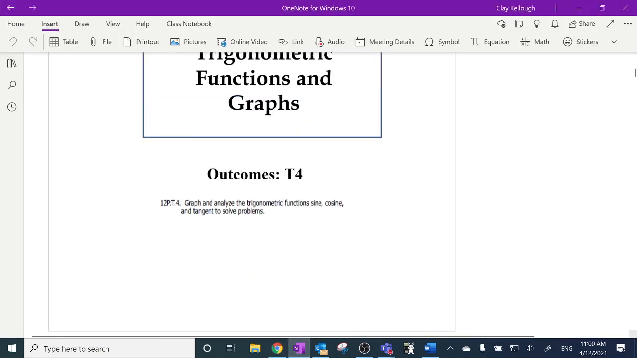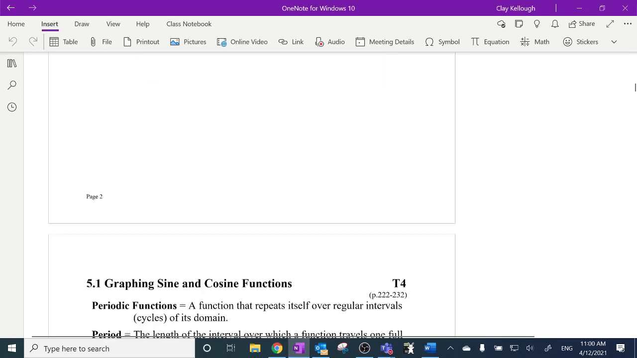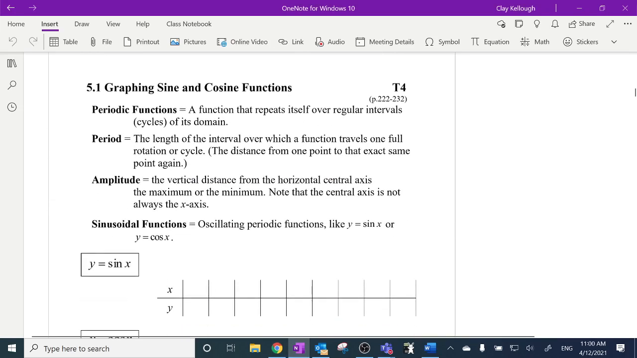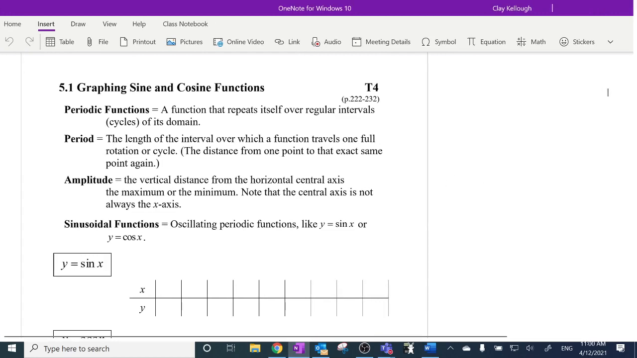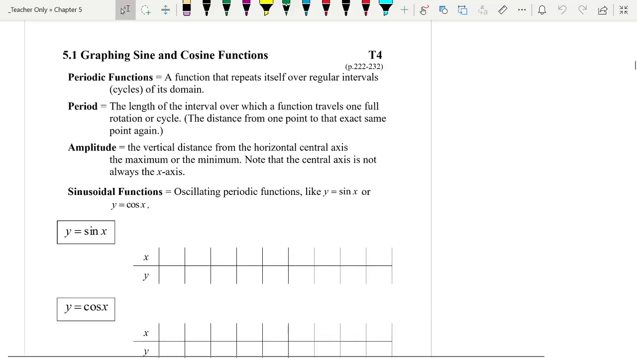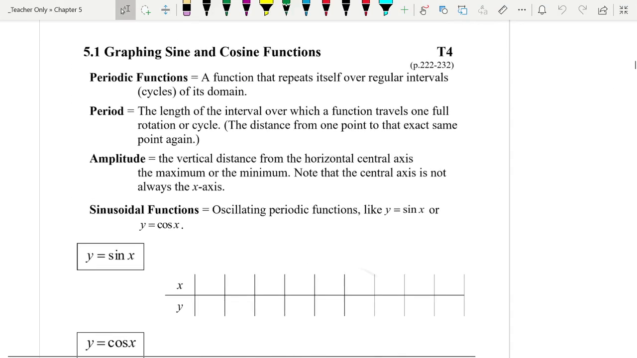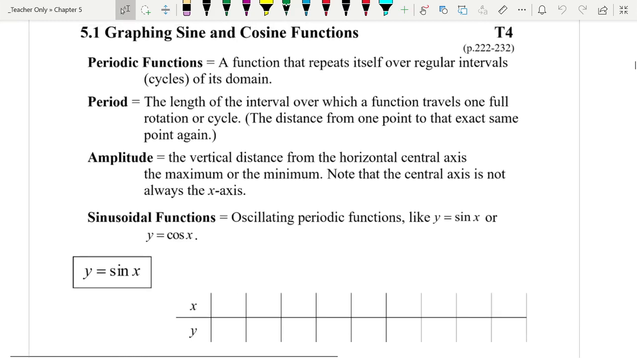Let's start formalizing the stuff that we've done just on the board together. First, we have a few definitions. First of all, a periodic function is a function that repeats itself over regular intervals or cycles of its domain. Period is a word that means the length of the interval over which a function travels one full rotation or one full cycle, the distance from one point to that exact same point again.